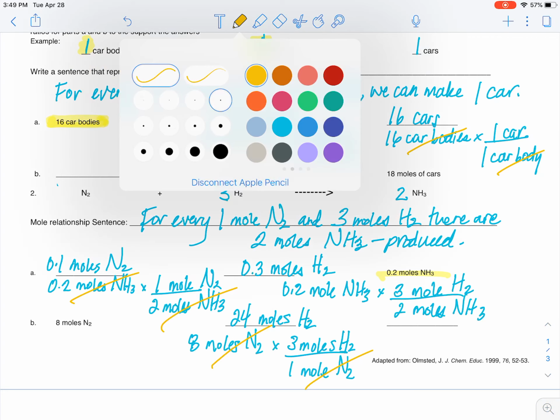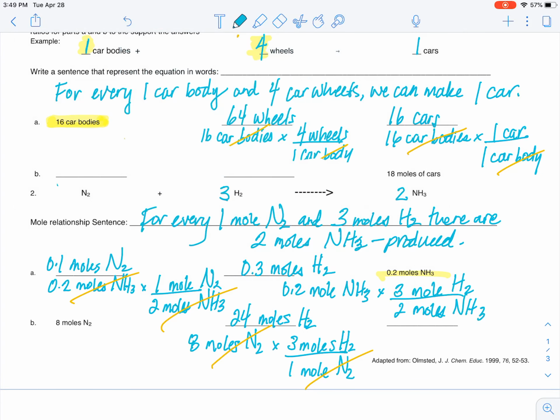We're going to do this last one, and then you're on your own. So in this last one, we are converting 8 moles of ammonia. Sorry, no, 8 moles of nitrogen. My bad. I got distracted.